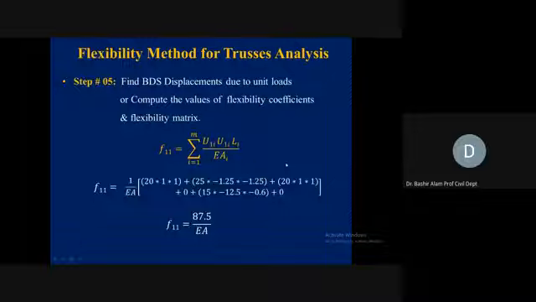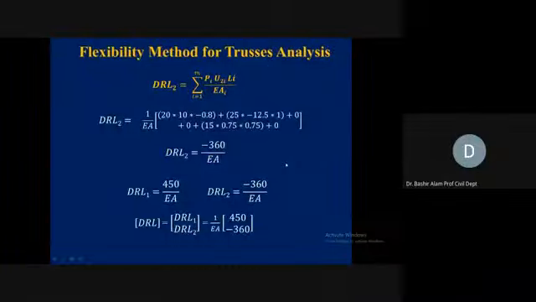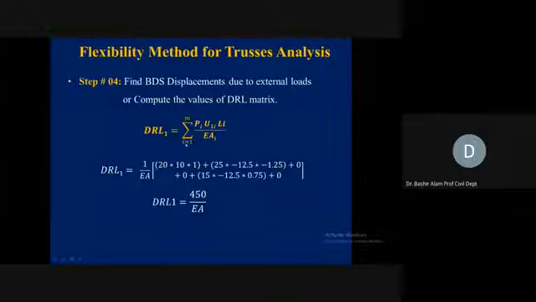This is when we calculate the F11, we are here at the DRL1. So here, from all these 6 members, with their appropriate signs, remember, length is always positive. So the first number, it is showing the member lengths. Second for the P values, and third for the U values. So all the 6 members contributions are coming here. DRL1, it is 450 divided by EA.